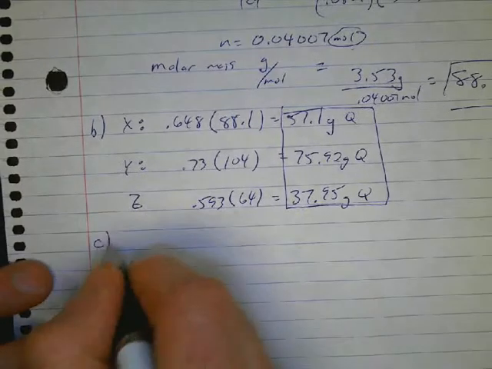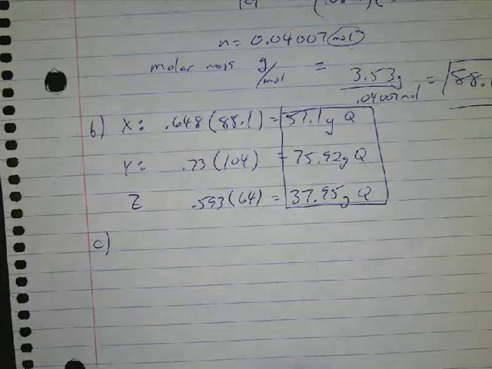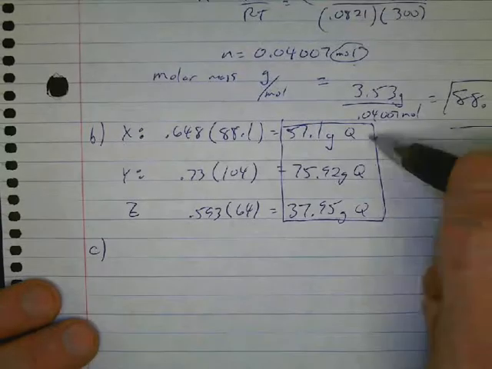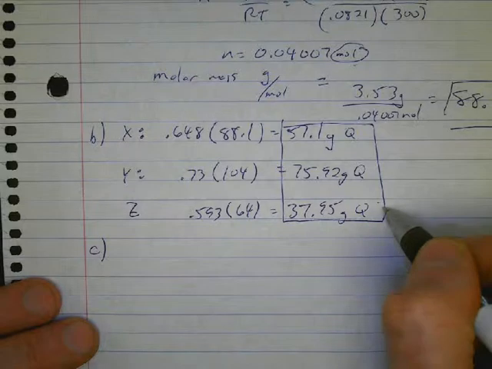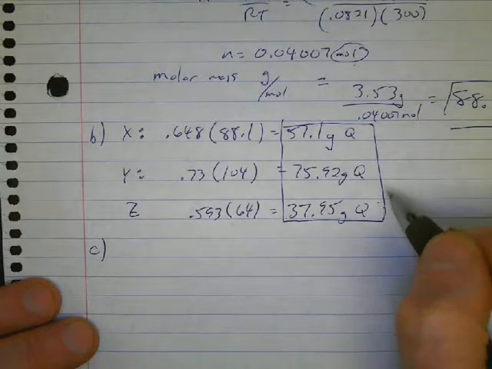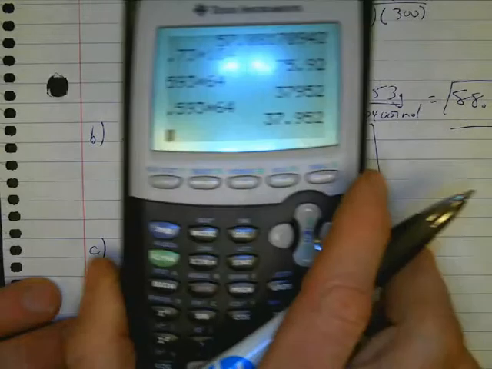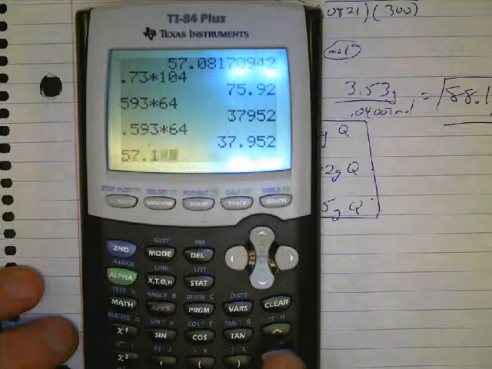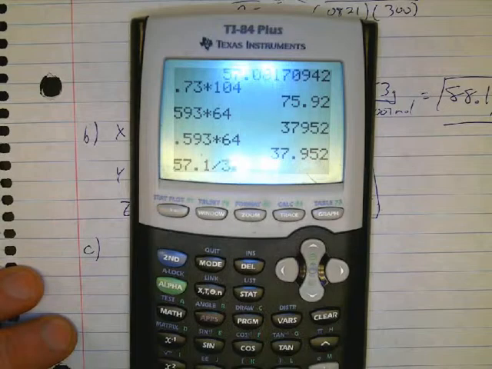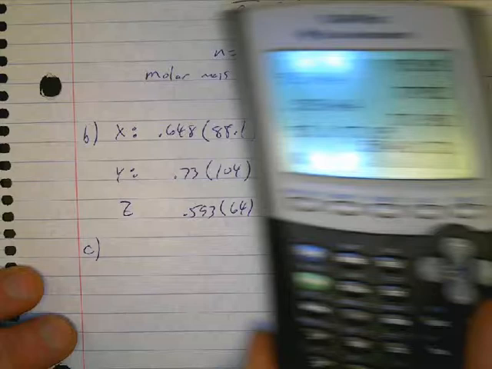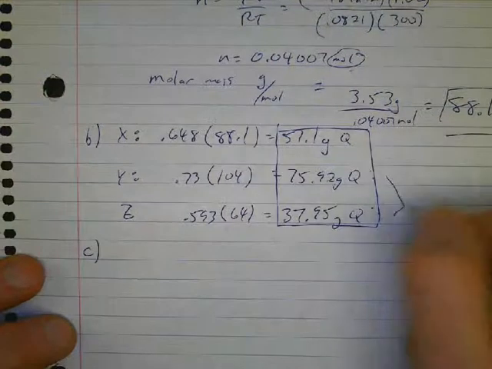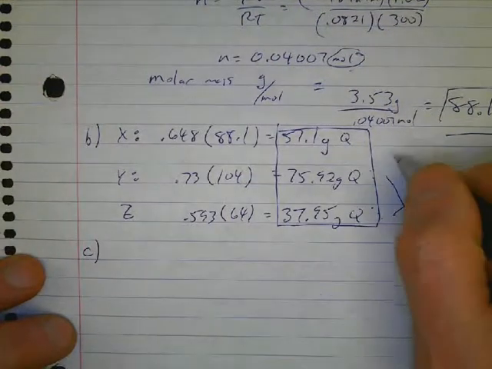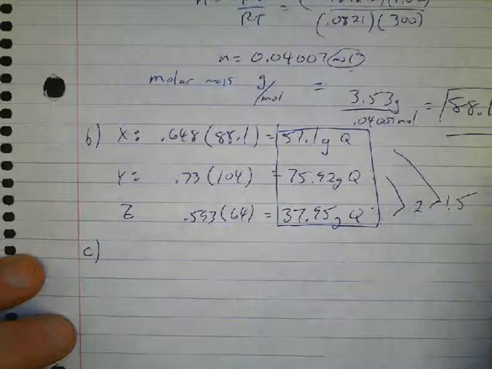Now the answer is C. Calculate the most probable value of the atomic weight of element Q. Look at these numbers. This number is exactly half of this number. And I wonder what my relationship is between these two. So 57.1 divided by 37.95. Look at that, that's 1.5. So the relationship here is 1 to 2. The relationship here is 1.5. So this is basically my least common multiple.